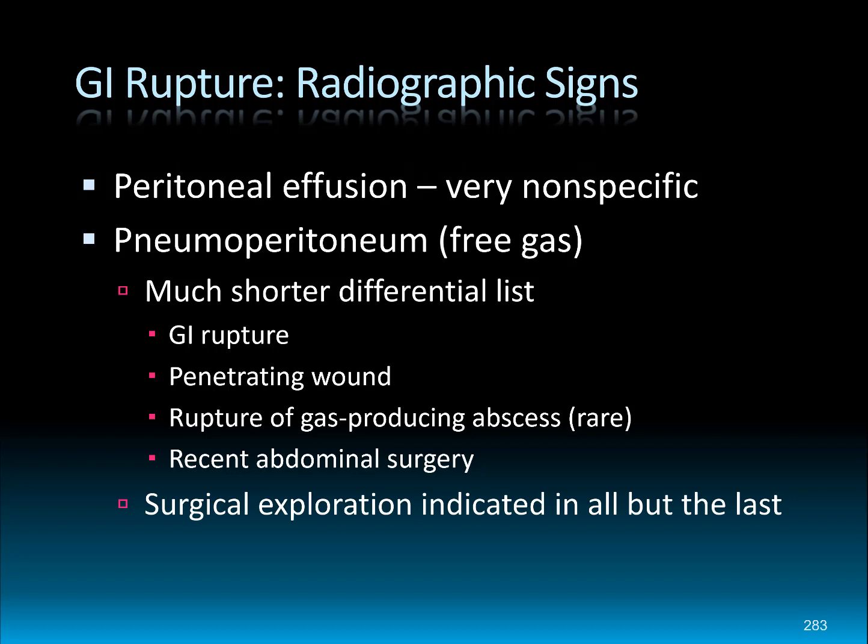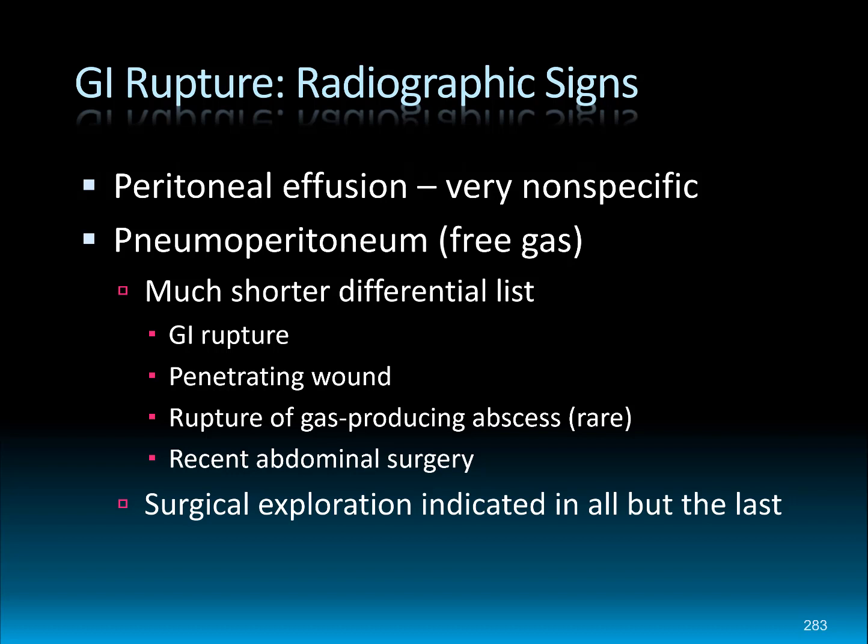A much more specific finding is pneumoperitoneum. If you see free gas in a patient's abdomen, GI rupture is possibly your number one differential, and it's certainly on the short list. Other things to consider are penetrating wounds, rupture of gas-producing abscess, which is very rare because we don't have that many gas-producing abscesses in the abdomen, or recent abdominal surgery. And if you don't have history of previous recent surgery, if you don't see evidence of a penetrating wound, then you're pretty much stuck with GI rupture as the main reasonable differential.